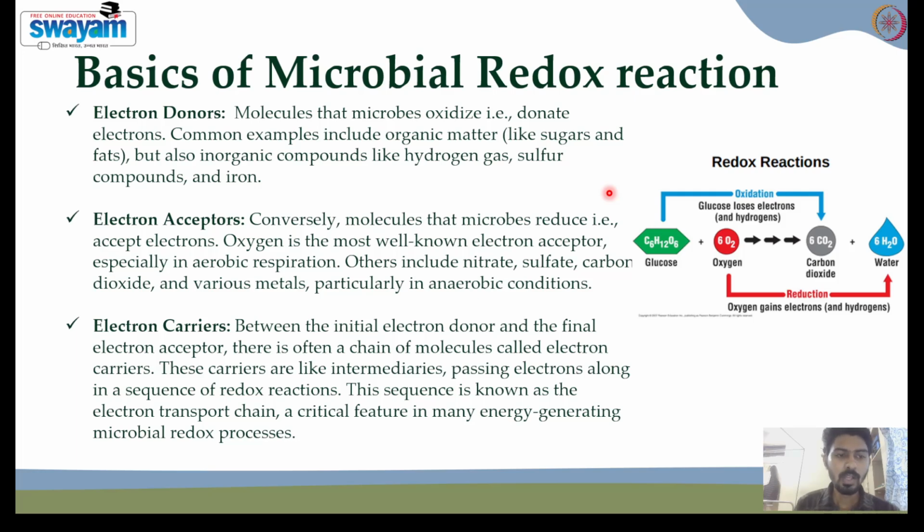carrier. So if you see the electron donor, these are molecules. The term itself tells us that electrons are donated. If electrons are donated, then the process is called, yes, oxidation. So here what happens is the microbes oxidize the molecules. For example, organic molecules which include sugars and fats, whereas inorganic compounds like hydrogen gas, sulfur compounds and ions also.